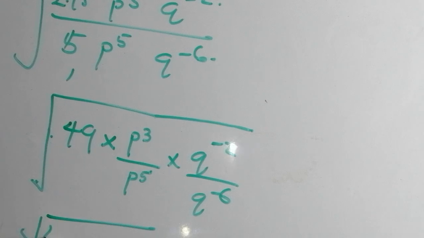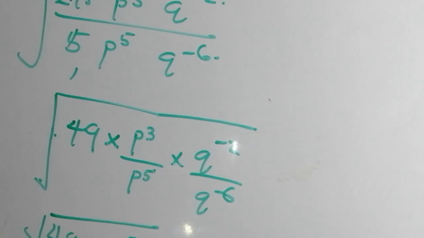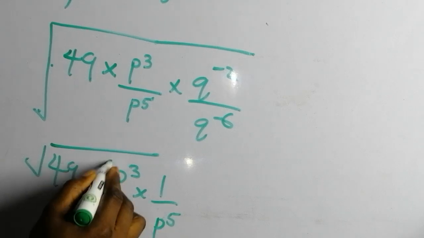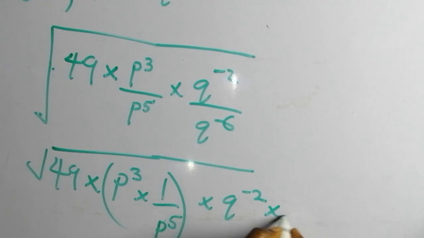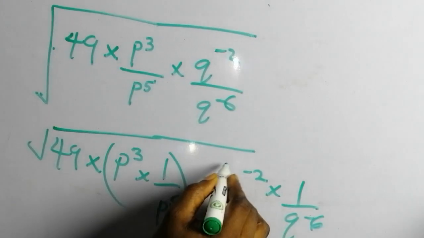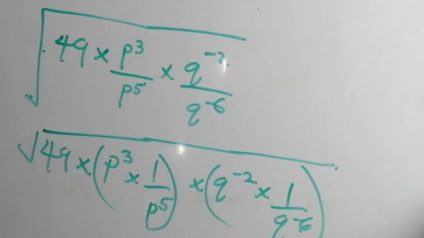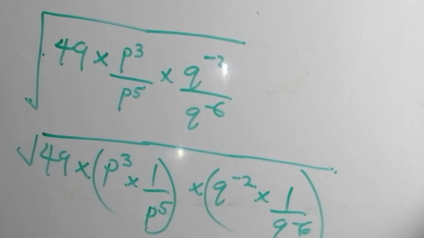So this is the same thing as saying square root of 49 times p raised to the power 3 times 1 over p raised to the power 5, times q raised to the power minus 2 times 1 over q raised to the power minus 6. I did it like this because I want to apply the negative index law. I can also apply the division law: take one base and subtract the power. That's the division law under indices.